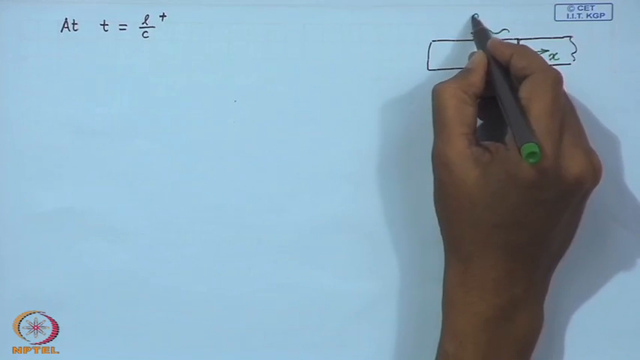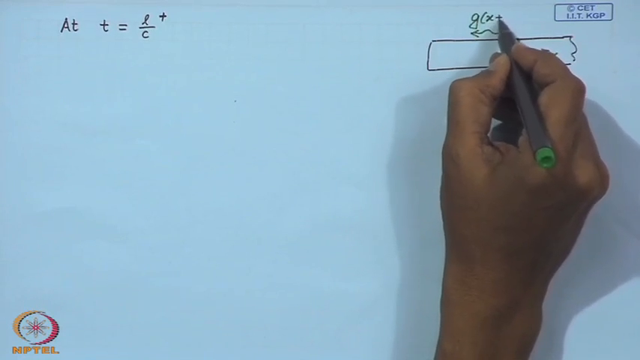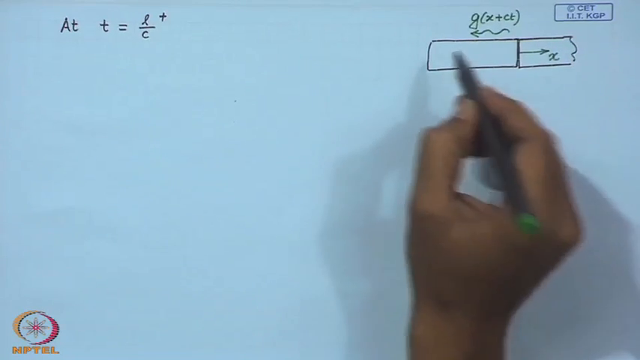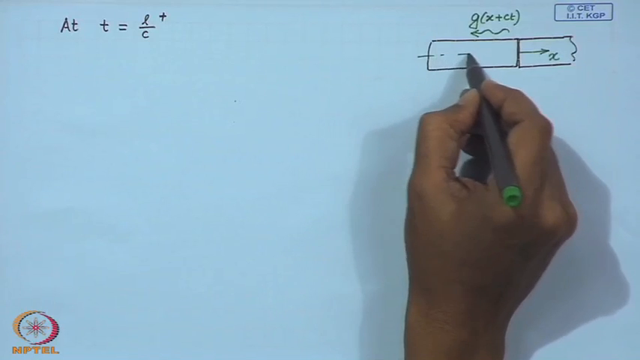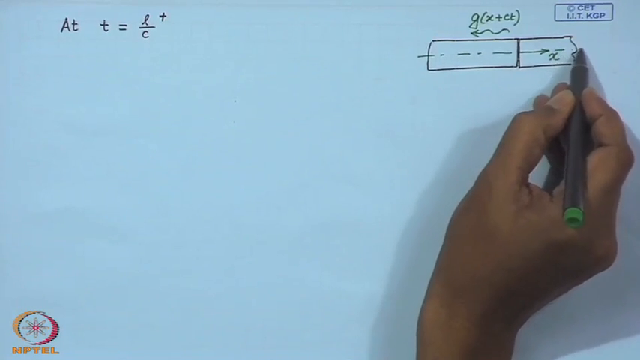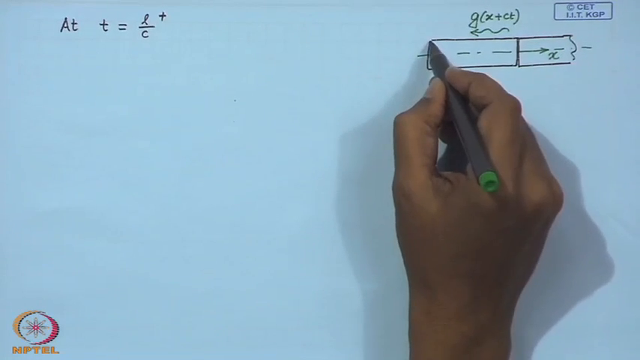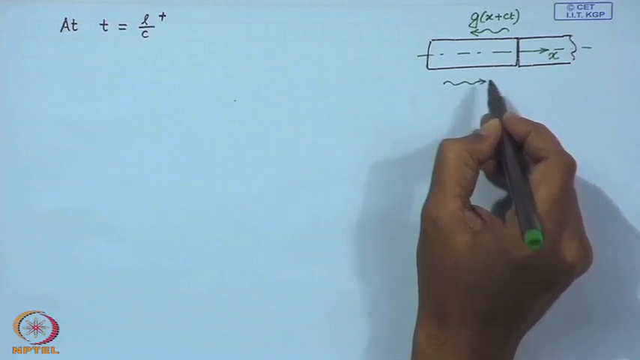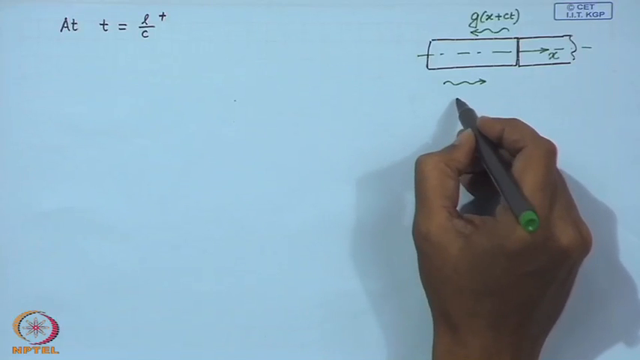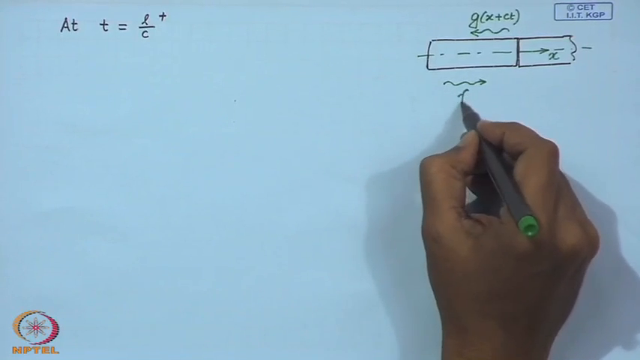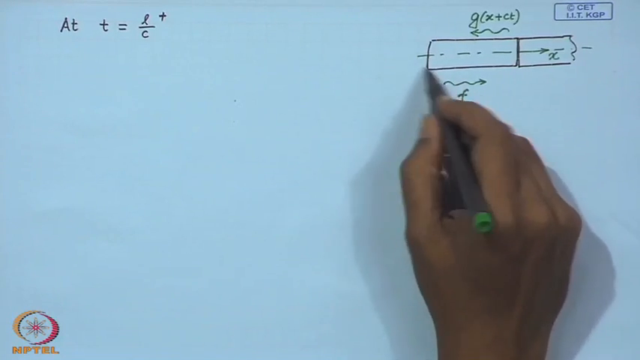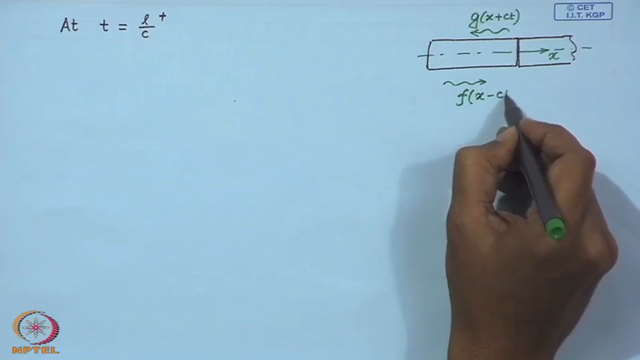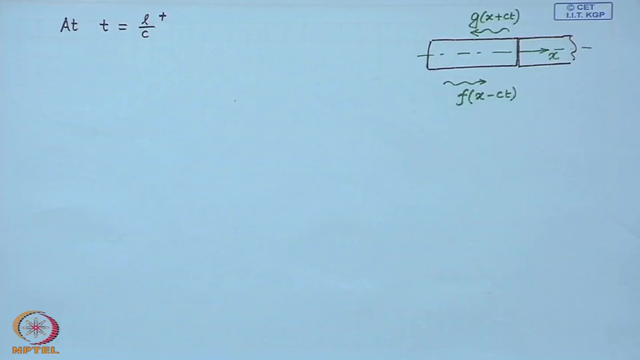There was a wave propagating in the negative x direction, and once this wave reaches the free end of the bar, it is going to reflect back in the bar. So, let us represent this reflected wave from the free end as f(x − ct).